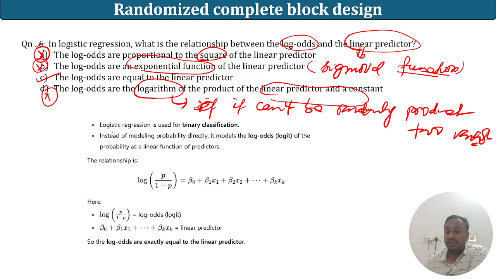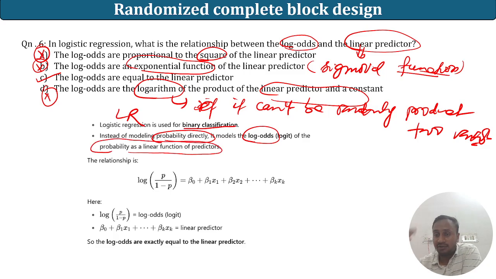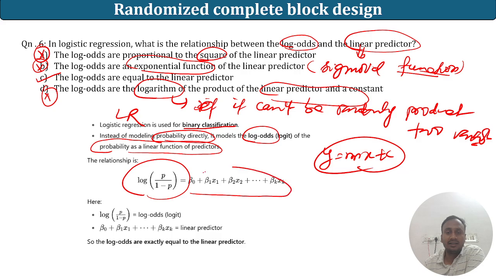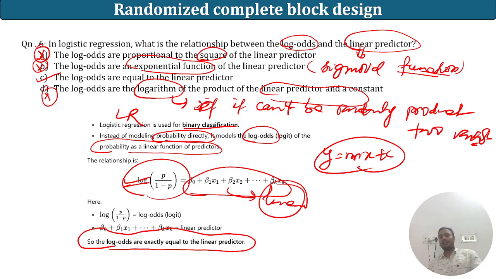Well, if you see, logistic regression is used for binary classification. Instead of modeling the probability directly, we use the log odds, which we call the logit, as a linear function of the predictor. Instead of y equal to mx plus c, we go with the log function: log of p by 1 minus p. It's something like this, the sigmoid function. So the log odds are equal to the linear predictor. This is the log function, this is the linear function. So I think it's clear.